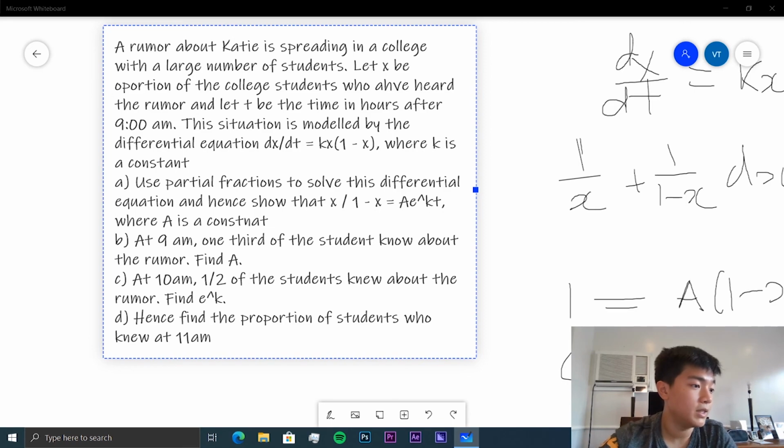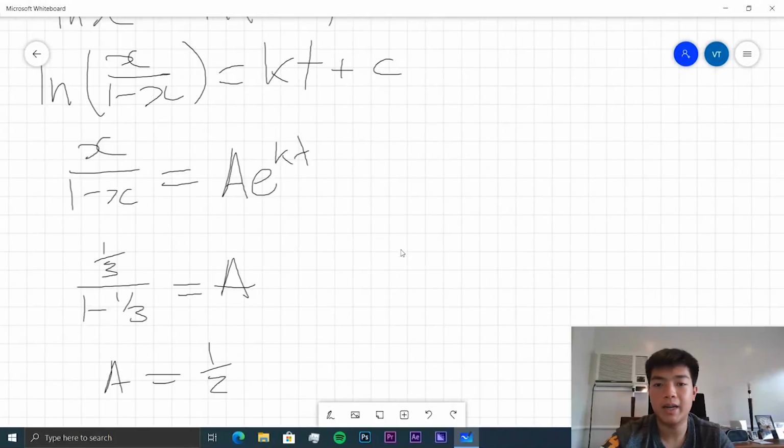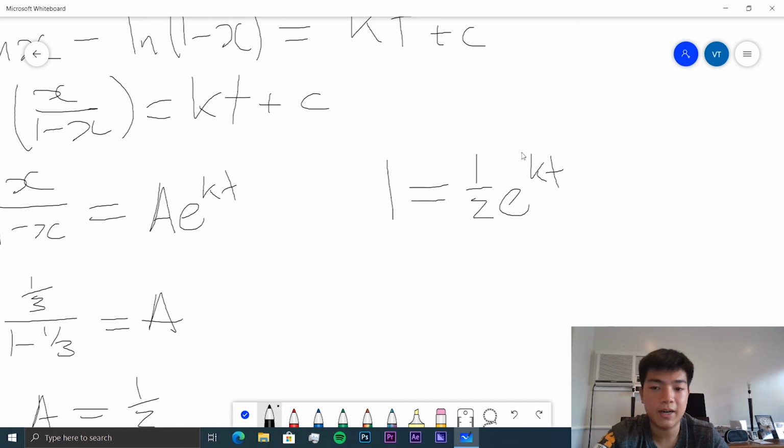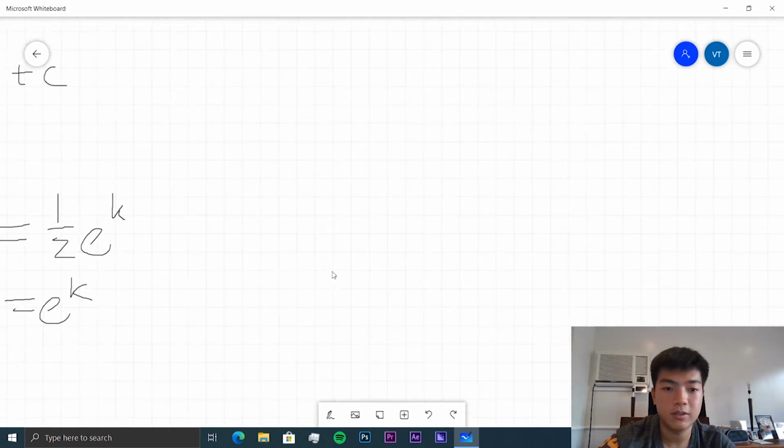Next, at 10 a.m., this should say 1/2, one half of the students. So we know that 1/2 over (1 minus 1/2), which is 1, is equal to 1/2 e to the kt. So we need to find the value of e to the k. And this was at 10 a.m., so this is 1 hour after, so it's simply e to the k. So we have 2 is equal to e to the k. So yeah, that's cool.